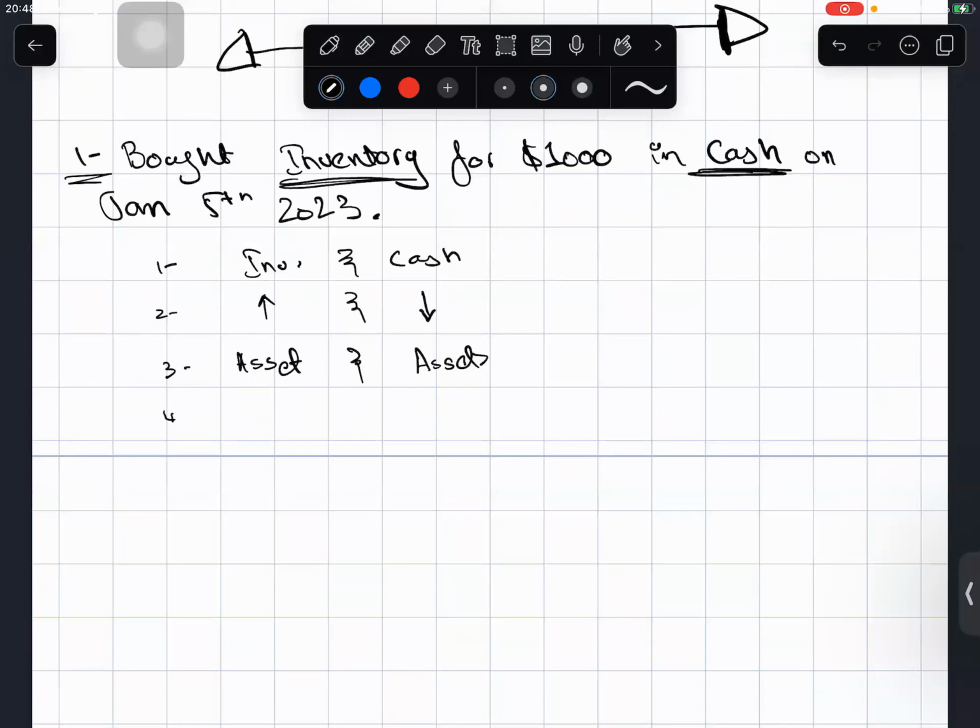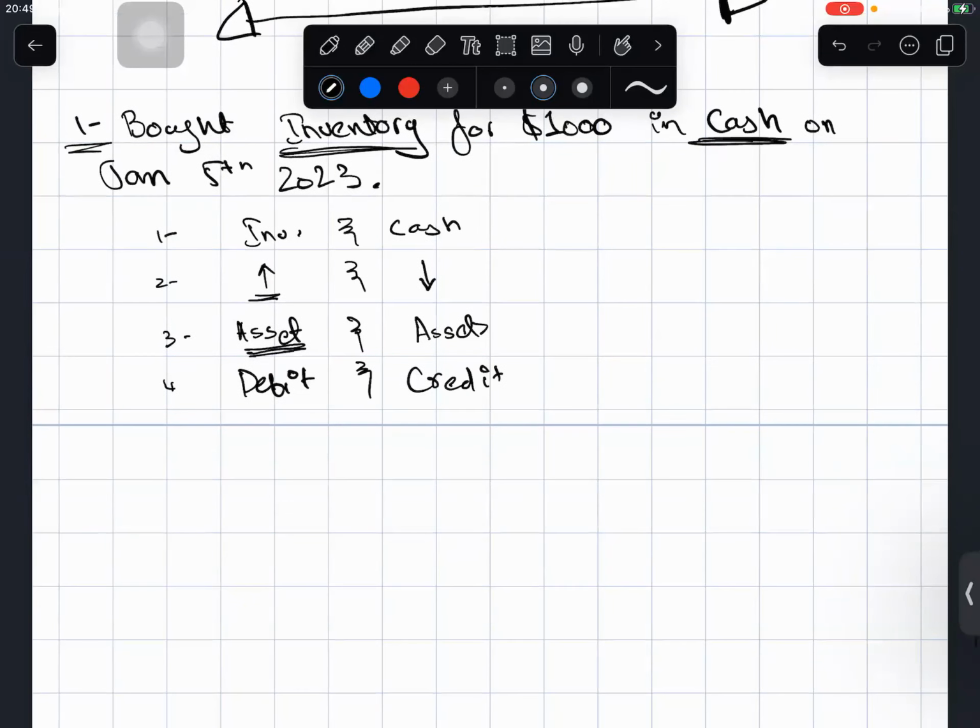Okay. So now, we talked about that table above, right? What would happen if assets increase and what would happen if assets decrease, whether it would be debited or credited. Now you are telling me an asset account is increasing. What would be the treatment? Would this be debited or credited? Debit. Perfect. And how about here when it is decreasing? Credit. Perfect. Okay.